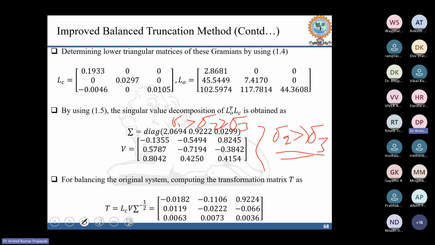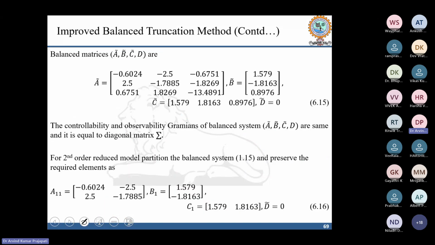So by using these matrices, you can calculate the similarity transformation matrix, and once you have calculated the similarity transformation matrix, you can convert your unbalanced system to the balanced system.